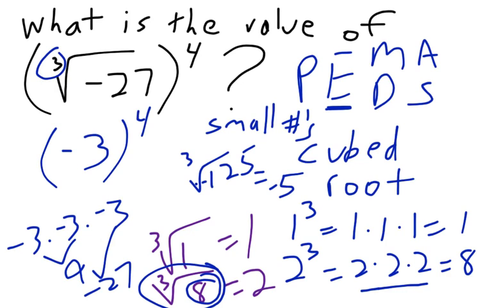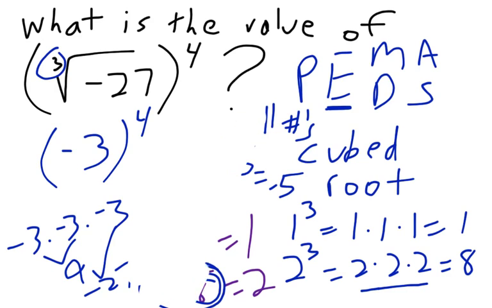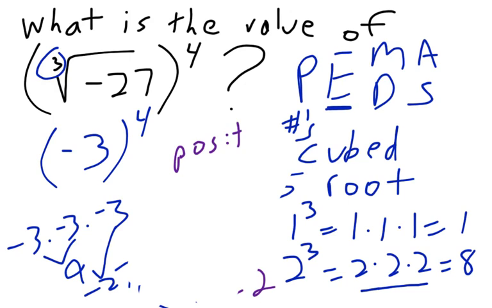Now I do the fourth power. So now that I have the fourth power, now I'm just doing negative 3 times negative 3, and I'm going to do it 4 times. Now the trick with this is, you know it's going to be positive because you have an even number of negatives. Even number of negatives. If we had an odd number of negatives, it would be a negative answer.